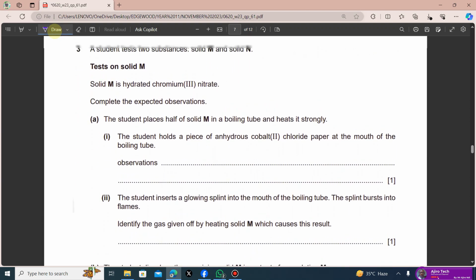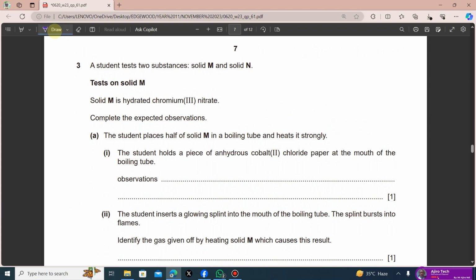So we'll go to question 3. A student tests two substances, solid M and N. Now, test on solid M. Solid M is hydrated chromium-3 nitrate. Hydrated, of course, means it contains water of crystallization. Now, the student places half of solid M in a boiling tube and heats it strongly. Of course, when you heat it in the boiling tube, the water of crystallization begins to evaporate. Now, the student holds a piece of anhydrous cobalt 2 chloride paper at the mouth of the boiling tube.